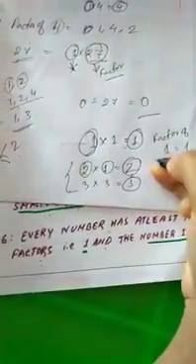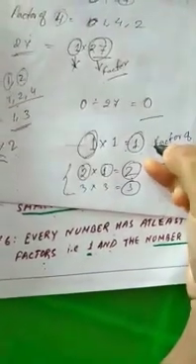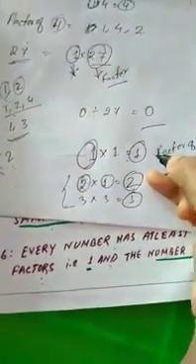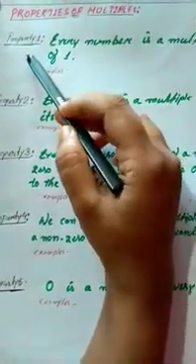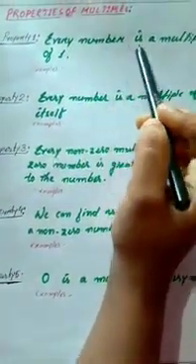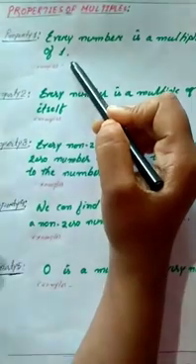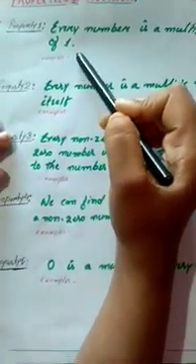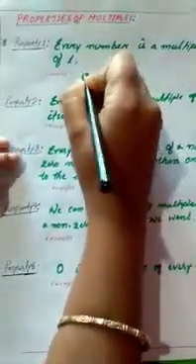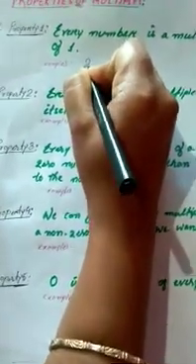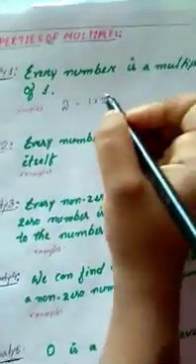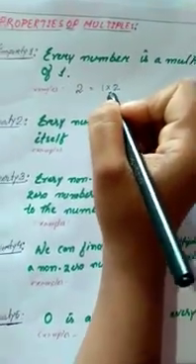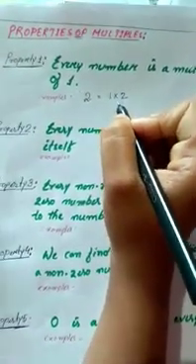Okay children, now we'll move to the properties of multiples. Property number 1: every number is a multiple of 1. I'm giving one example. 2 means 1 into 2. So every number is a multiple of 1.